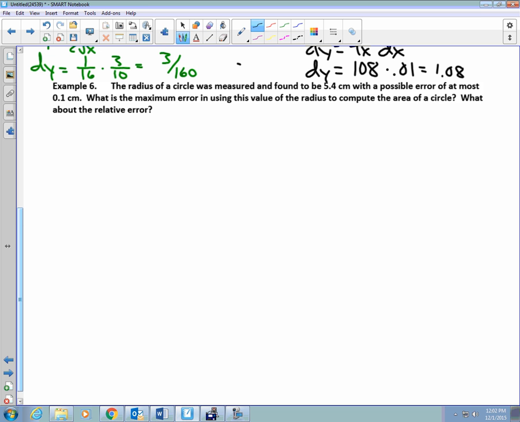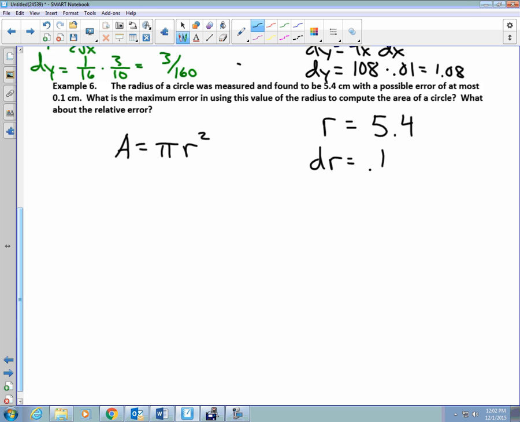Let's check. What's our formula for area? Area is equal to pi r squared. What is our radius value at which we're evaluating this? 5.4. No, because it's not a full related rates problem. So our radius is 5.4. Can somebody tell me what dr is? 0.1. The change in the radius is 0.1. Might be positive 0.1, might be negative 0.1.